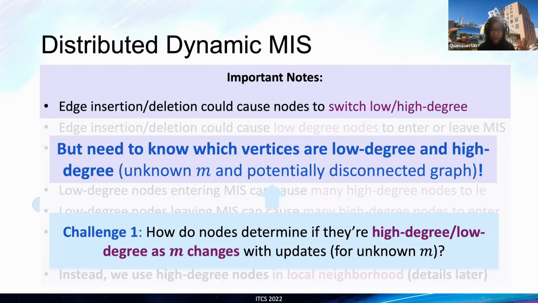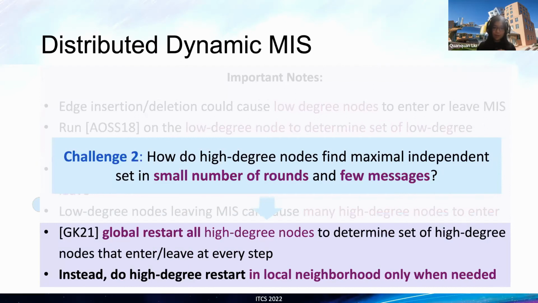Tying our algorithm back to the challenges, this entire algorithm hinges on the fact that we need to know which nodes are high degree and which are low degree, which is a non-trivial hurdle to overcome. And furthermore, we need to know when nodes become high degree from low degree and vice versa. And we solved the second challenge I mentioned before by performing a local restart only when necessary, compared to the Gupta and Khan algorithm, which performs a global restart in the centralized model among all high degree nodes after every update step.